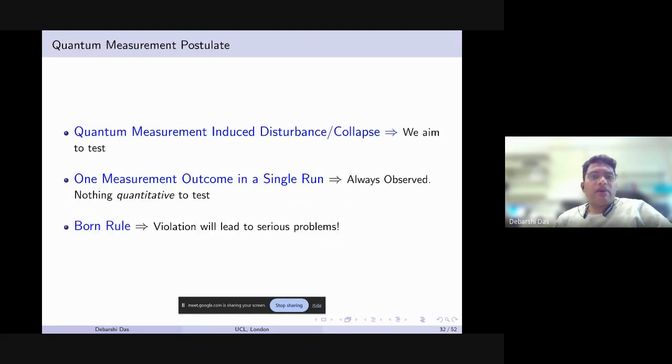So what do we mean by the quantum measurement postulate? There are various parts of it. There is quantum measurement induced disturbance or collapse, and we are aiming to test this particular aspect. Another one is that always one measurement outcome is observed in a single run. It is always observed, so there is nothing to test here. And the outcome probabilities are given by the Born rule, and we are not aiming to test the Born rule for gravity.